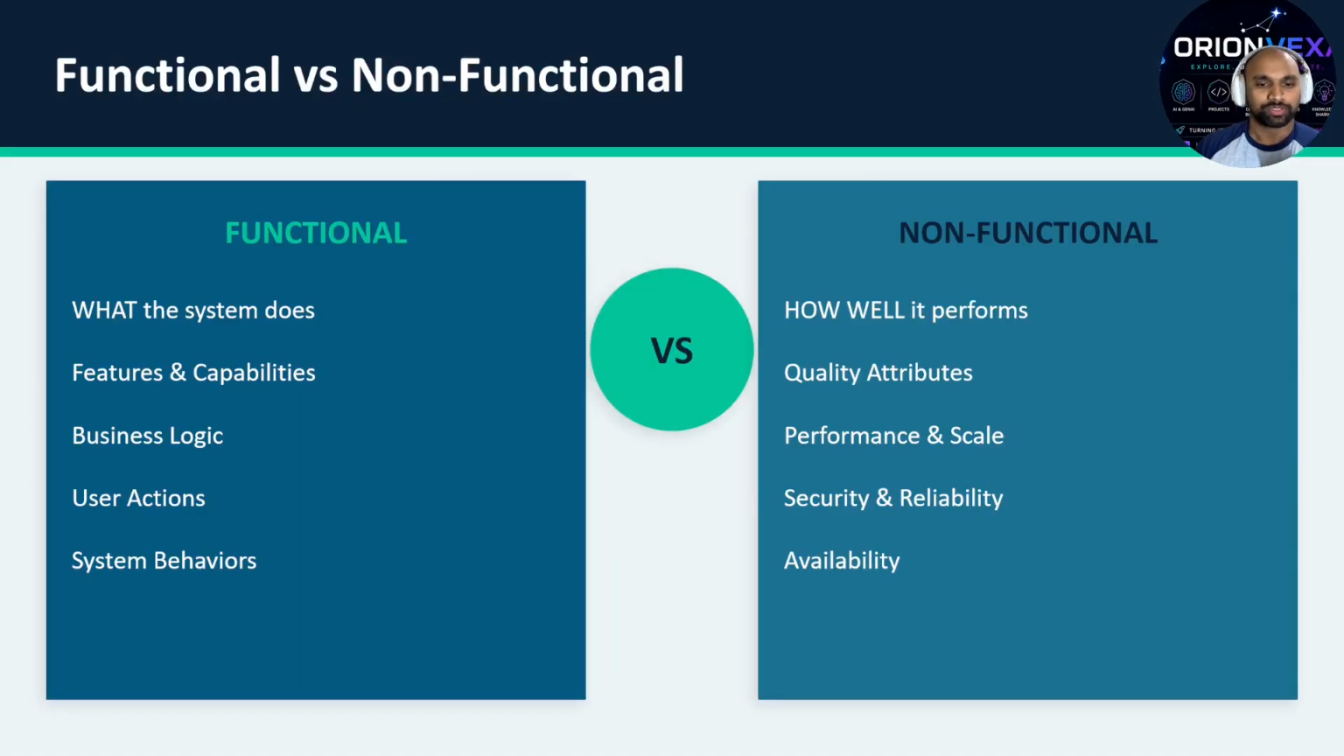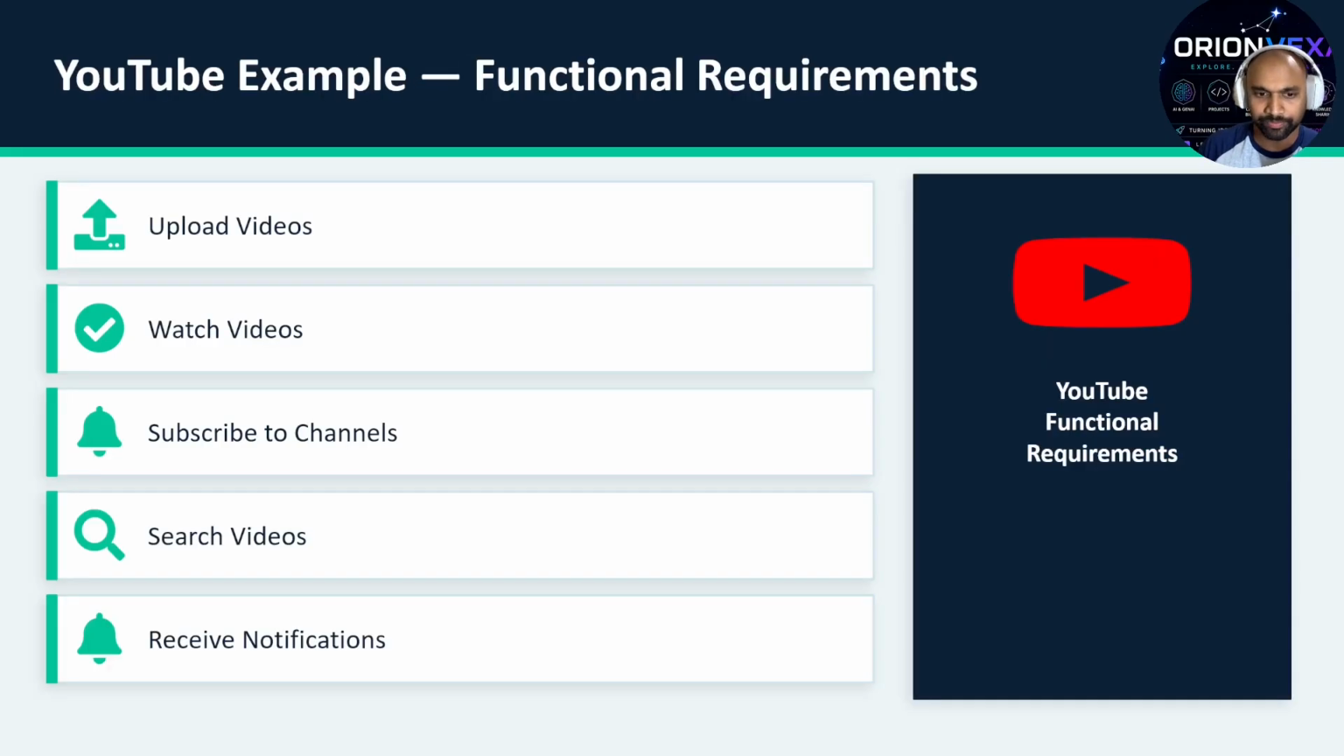Functional versus non-functional. Functional means what the system does, whereas non-functional means how well it performs. In the functional requirement, we are gathering all the features and capabilities of the system, business logic, user actions, and system behavior. Whereas the non-functional requirement defines how well it performs. That means quality attributes, performance and scale, security and reliability, and availability.